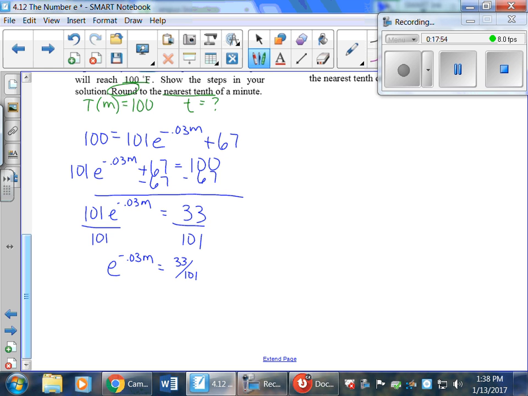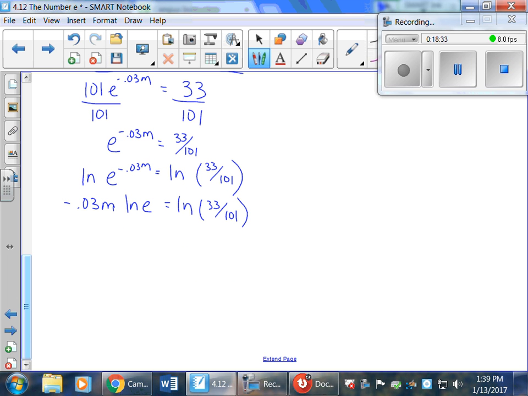But now we're going to use natural logs, because we're using base e. So the ln of e to the negative 0.03 m is equal to the ln of 33 over 101. You do one side, you do the other side. All right, and now use your power law. Now some of you might have been able to skip this step. m times the ln of e is equal to the ln of 33 over 101.